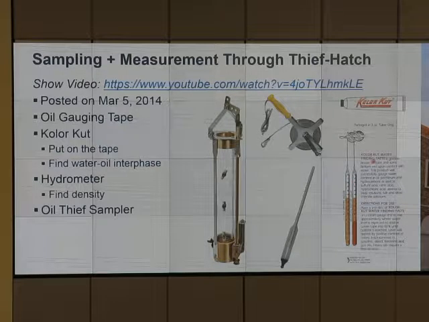Color cut paste. Is that changing the color when it touches water or something? What's color cut?